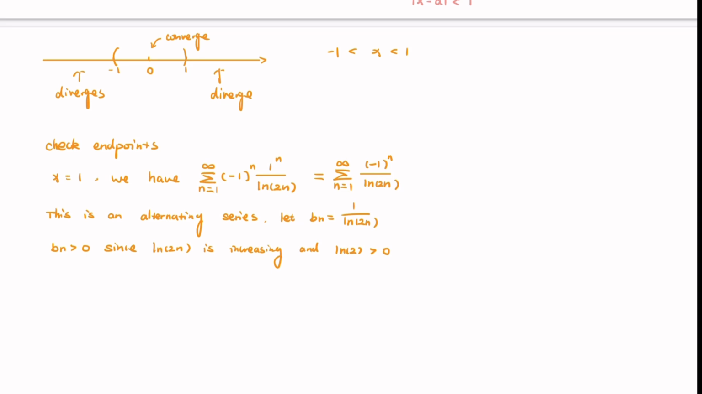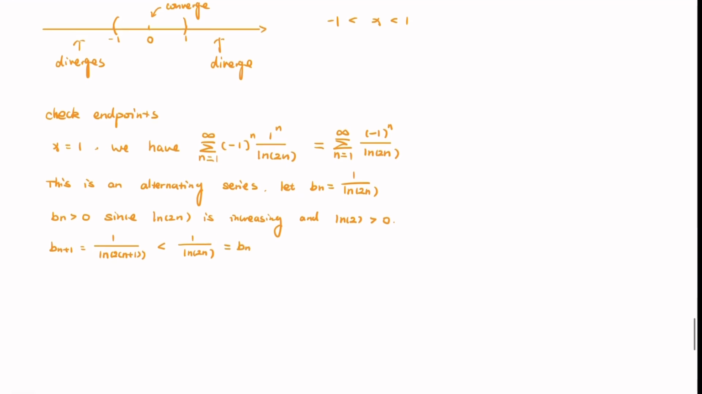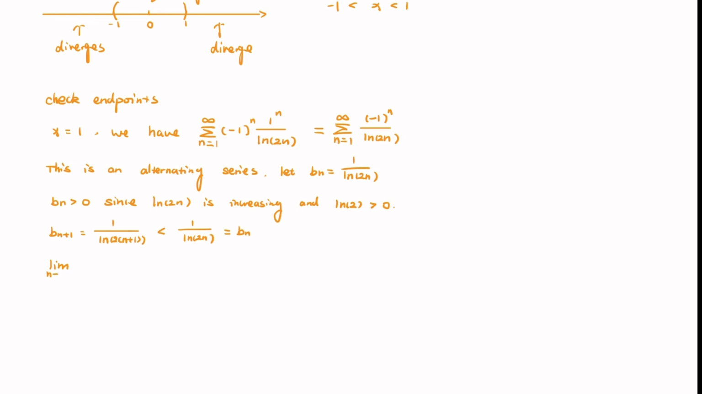And also we need to show that b_n is decreasing, so you can check b_{n+1}. That's going to be 1 over ln 2(n+1), which is clearly less than b_n itself. Why? Because the denominator is bigger, so if you take the reciprocal, it's going to be smaller. So it's decreasing. And lastly, you should check the limit as n goes to infinity of b_n, which is 1 over ln 2n. As n goes to infinity, ln 2n goes to infinity, so it becomes 1 over infinity, which is 0. So by the alternating series test, we know that it converges.